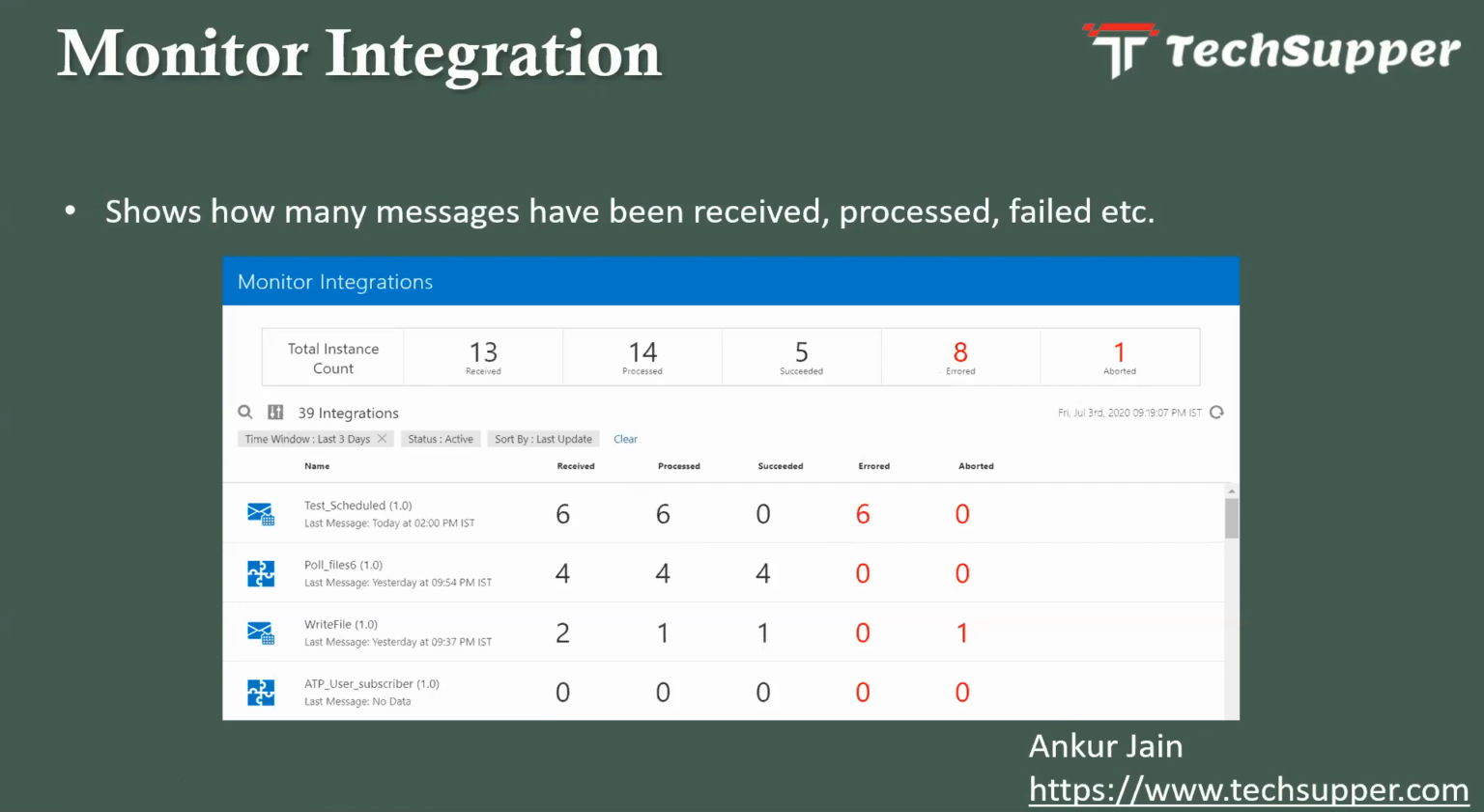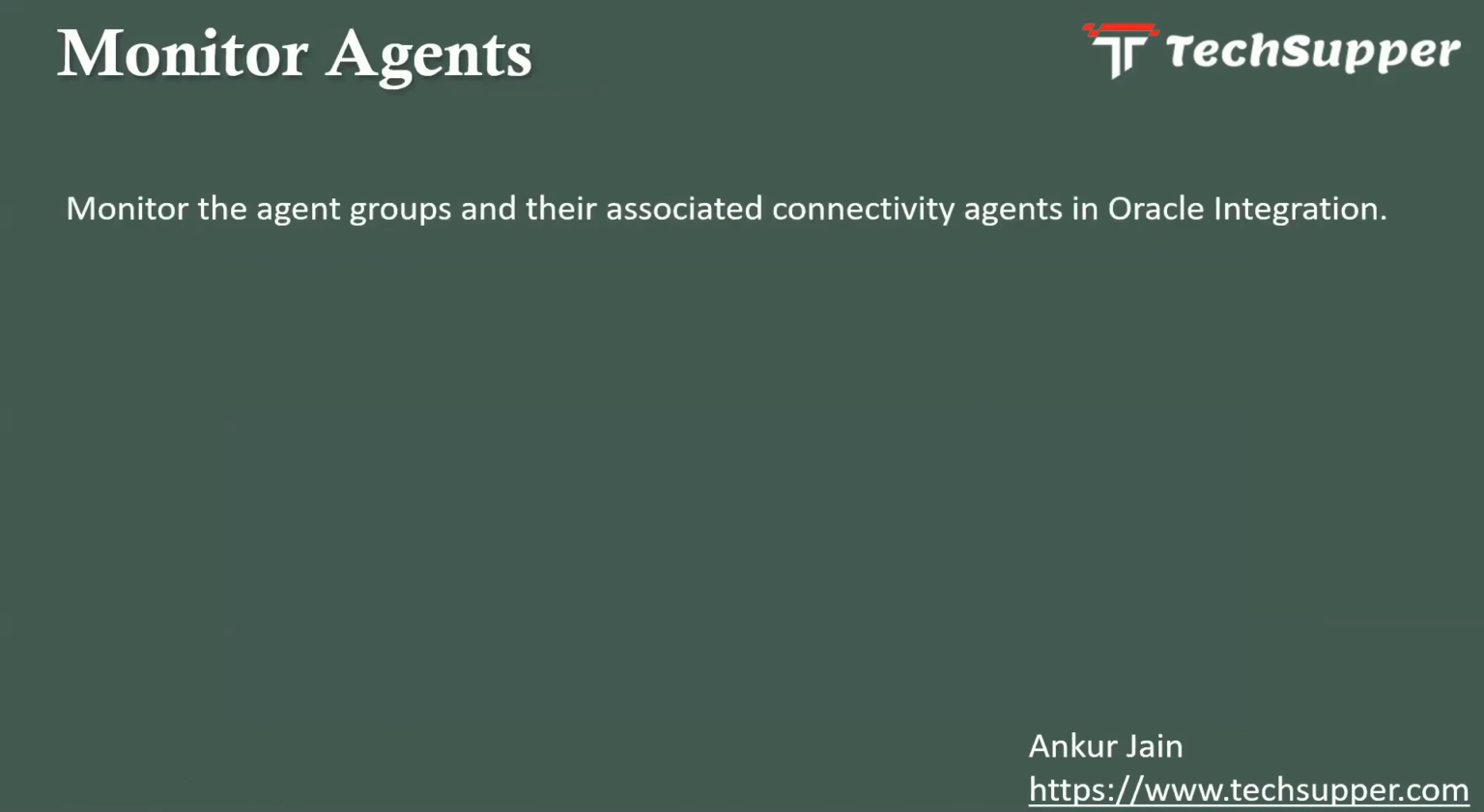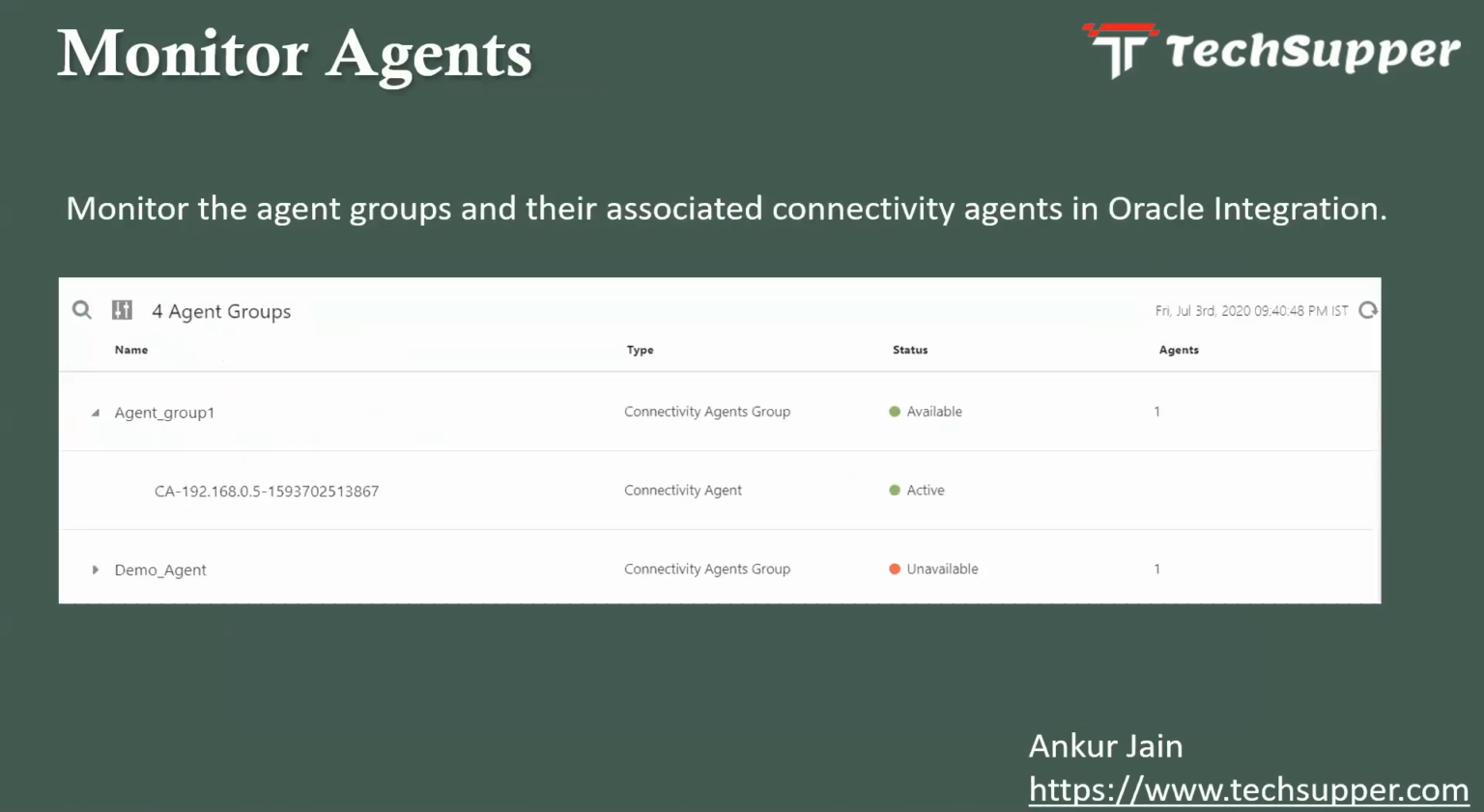Okay, so this is the second screen. The third screen will allow you to monitor agents during the runtime. Let's suppose you have different agent groups, and under each agent group there are different agents associated. Using this screen, you can monitor the health of the agent, whether it is running or not.